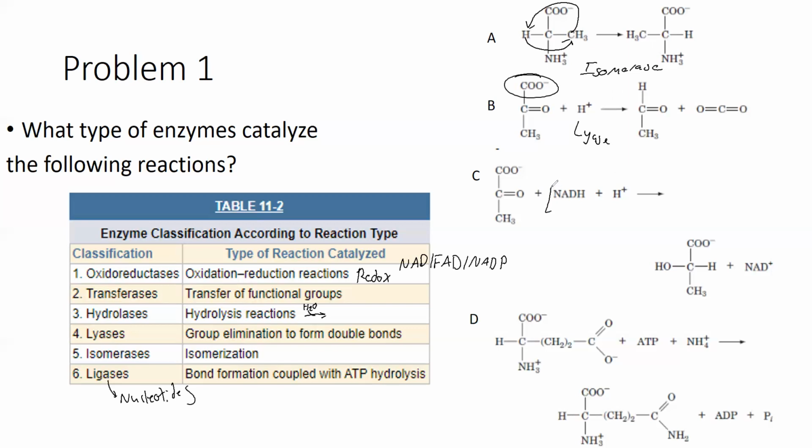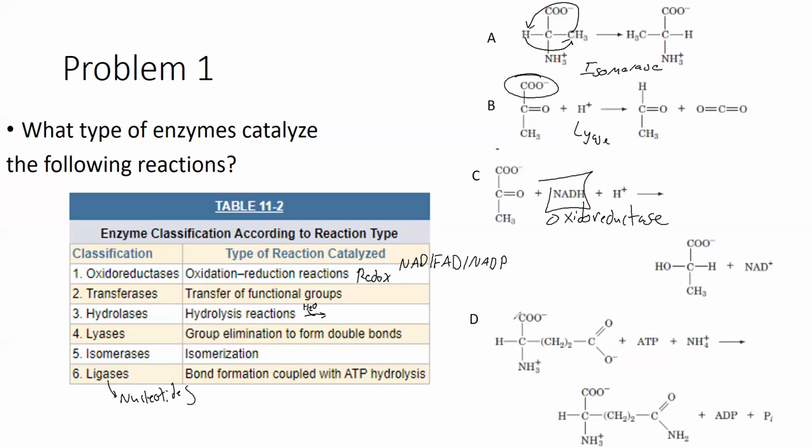C, we have our friend NADH. Whenever you see NADH, that's going to be an oxidoreductase, like 90% of the time at least, probably even higher. Here we're doing a redox reaction. So NAD, FAD, NADP, you can be sure those are oxidoreductases.